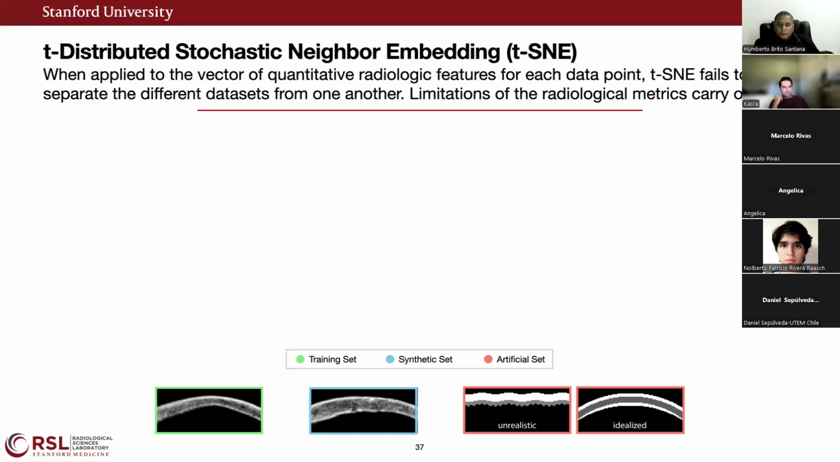First, we said, okay, we need to have a way to quantitatively define each of the skulls before we feed them into TSNE. So the first thing we did, we said, okay, let's define each skull with its corresponding radiological metric, which was skull density ratio, mean intensity, and mean thickness. We had 3,000 skulls. 1,000 of them were the real skulls. 1,000 were the synthetic ones that SkullGAN generated, and 1,000 were these toy skulls, the unrealistic and idealized ones.